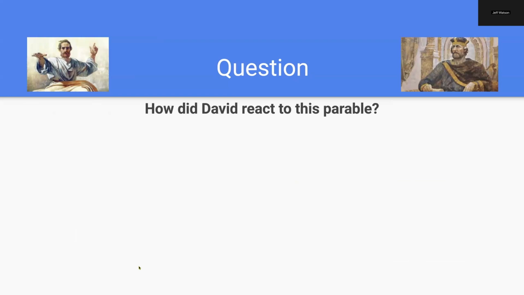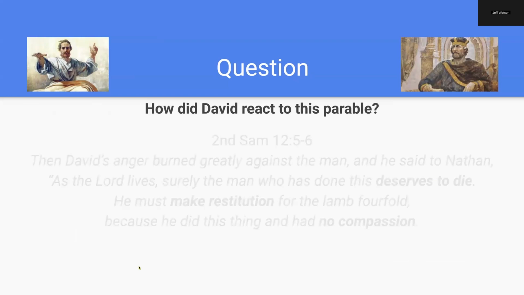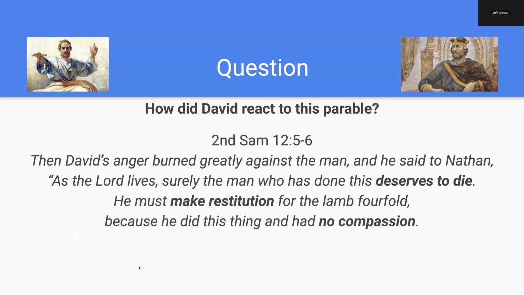How did David react to this parable? Second Samuel 12:5-6. His anger burned greatly against the man, and he said to Nathan, "As the Lord lives, surely the man who has done this deserves to die. He must make restitution for the lamb fourfold, because he did this thing and had no compassion." Deserves to die, make restitution, and has no compassion.